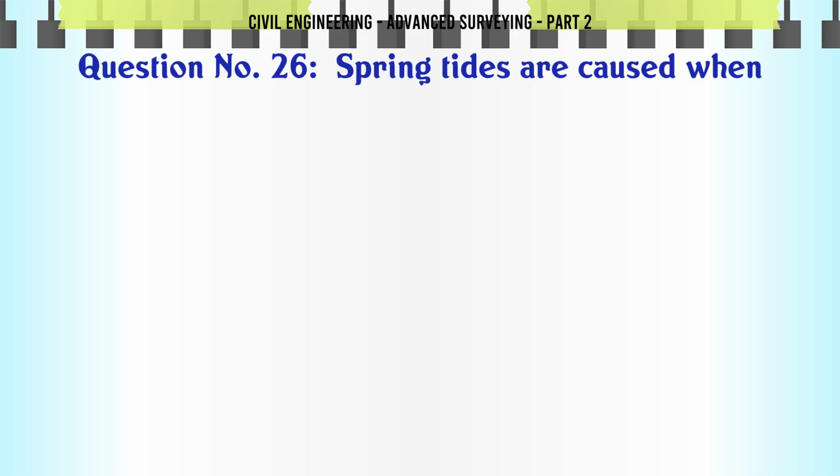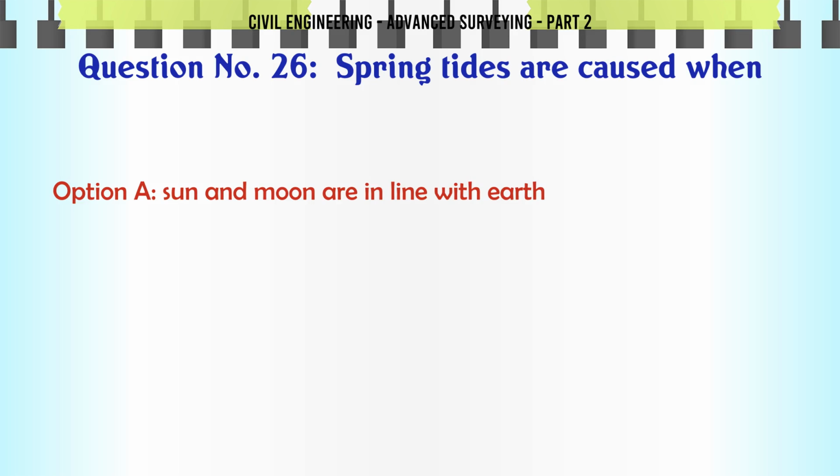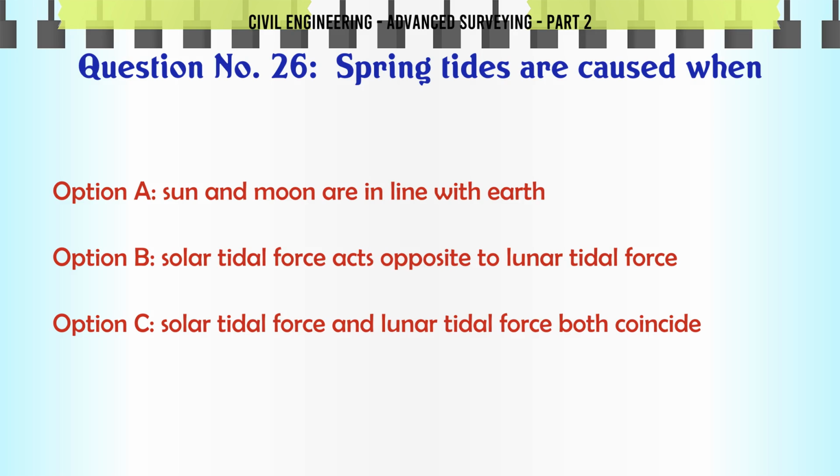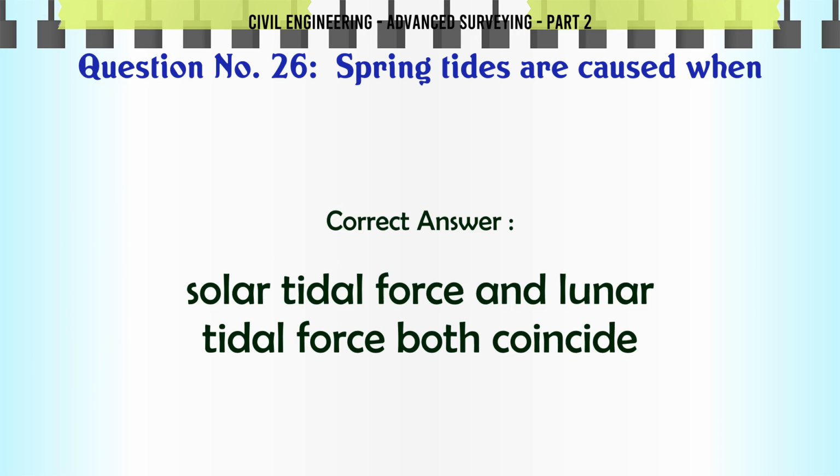Spring tides are caused when A. sun and moon are in line with Earth, B. solar tidal force acts opposite to lunar tidal force, C. solar tidal force and lunar tidal force both coincide, D. none of these. The correct answer is solar tidal force and lunar tidal force both coincide.